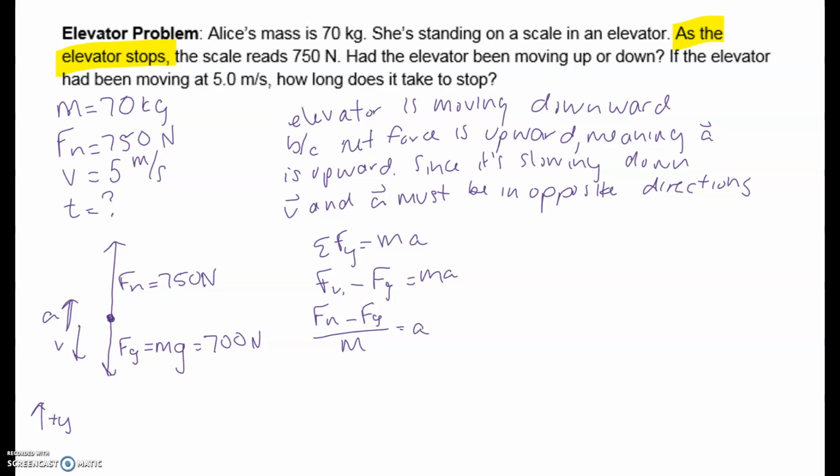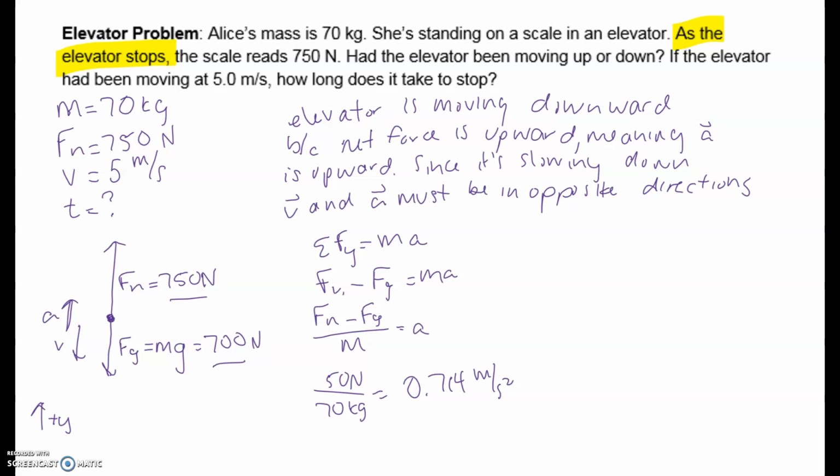Okay, so normal force minus gravitational force, that's 750 newtons minus 700 newtons, giving us 50 newtons up top, divided by the mass of 70 kilograms. So we have 50 divided by 70, so 5/7, which is about 0.714 meters per second squared.